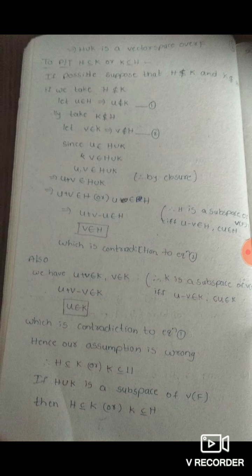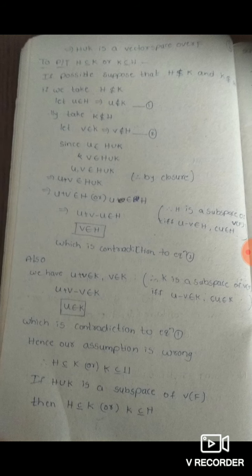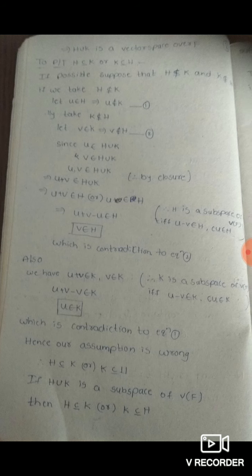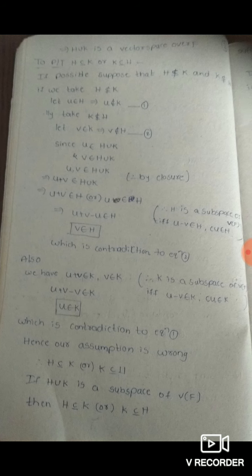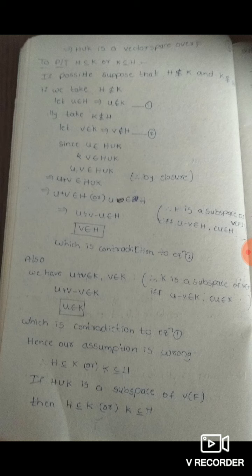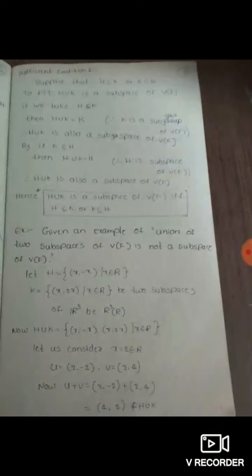If we take the first, necessary condition, that H union K is a subspace of V of F, then we get H is a subset of K or K is a subset of H. The first condition is over. Next we take the sufficient condition.